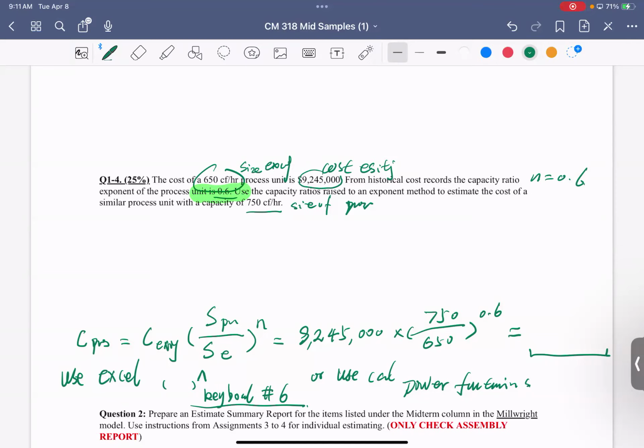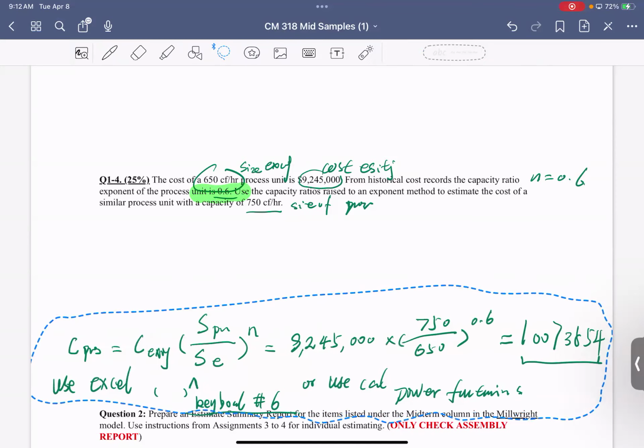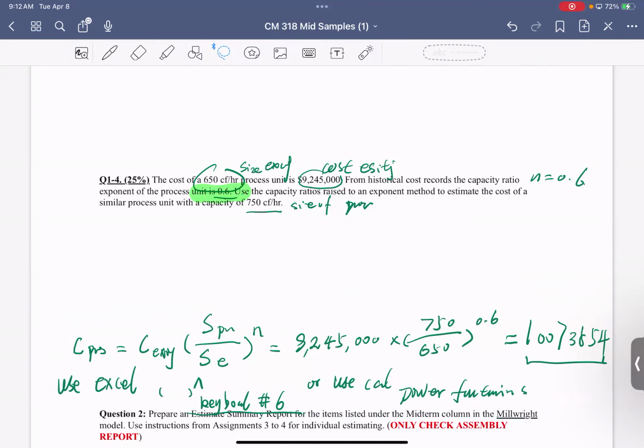So the number will be 173854, right? So this is question 4. I think most of you did that correctly for your assignment 1, right? So I got the same answer. Okay, sounds good. This is 8.